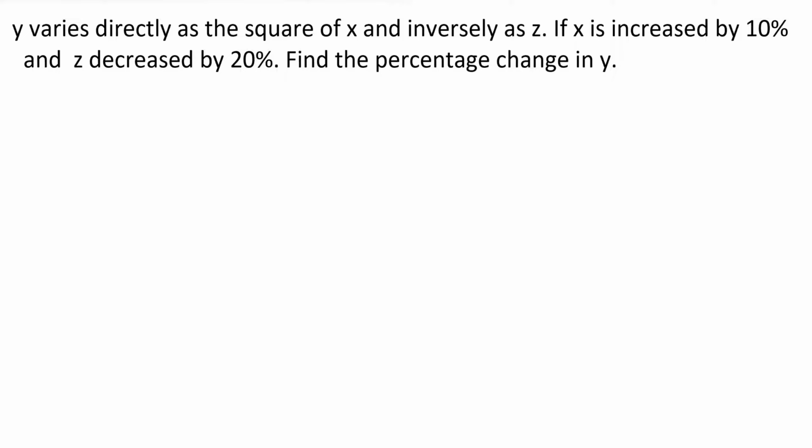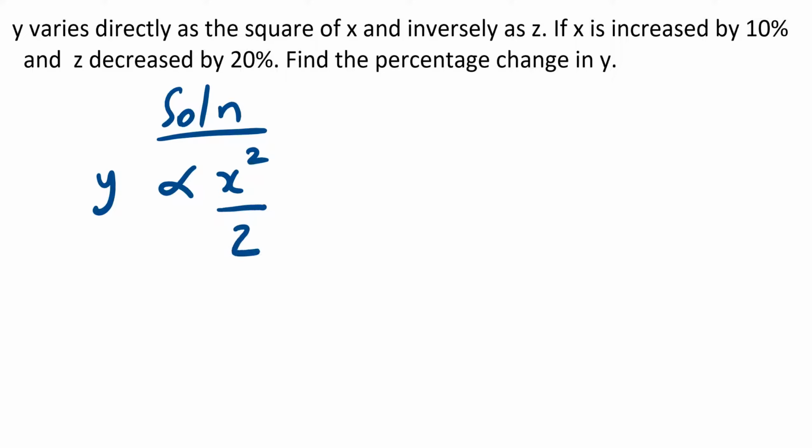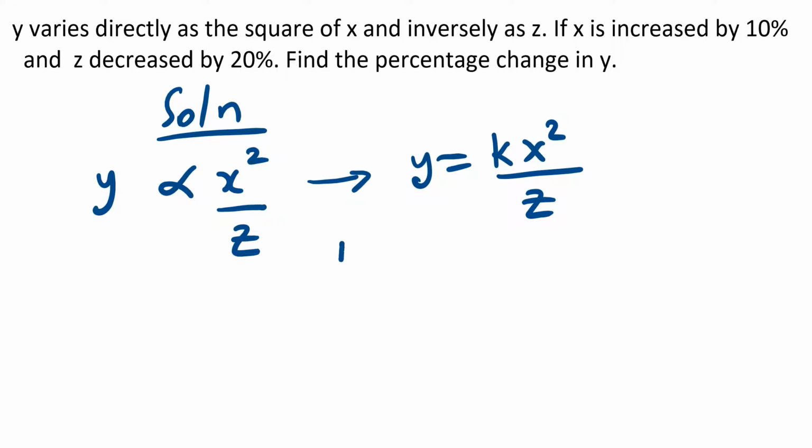So first of all, we were told that y is directly proportional to the square of x and inversely proportional to z. So we can remove the proportionality sign by introducing a constant of proportionality. So now y will be kx squared over z. Now we can make k the subject. You are going to have yz over x squared.